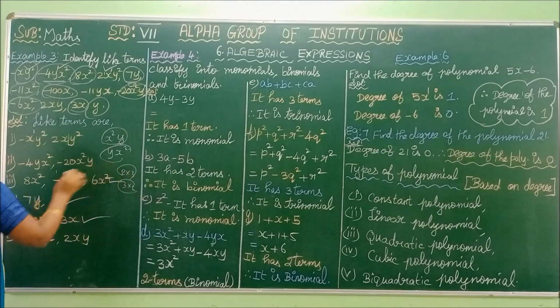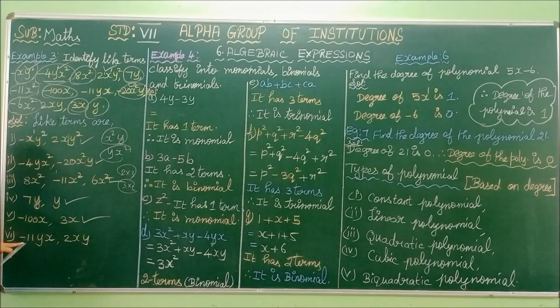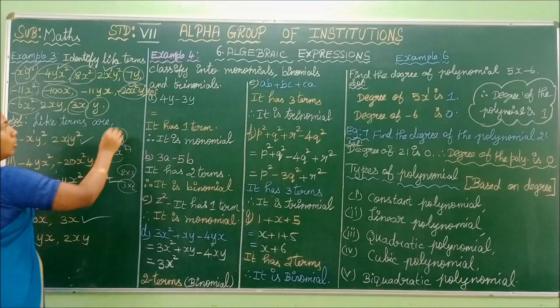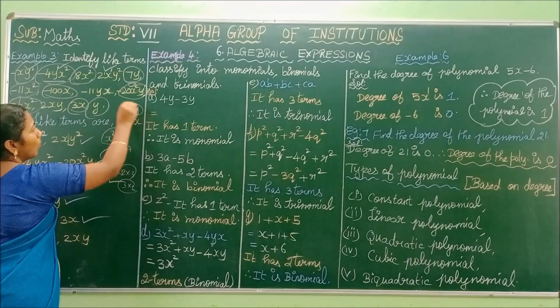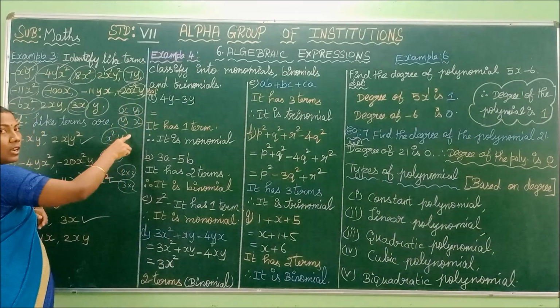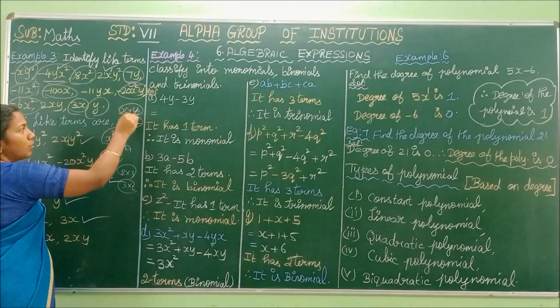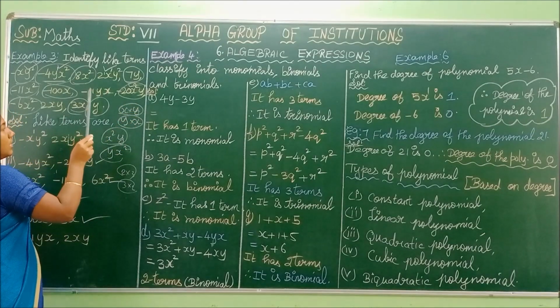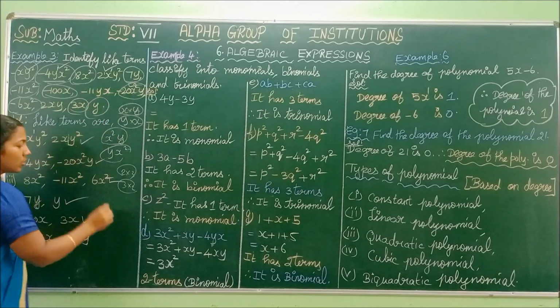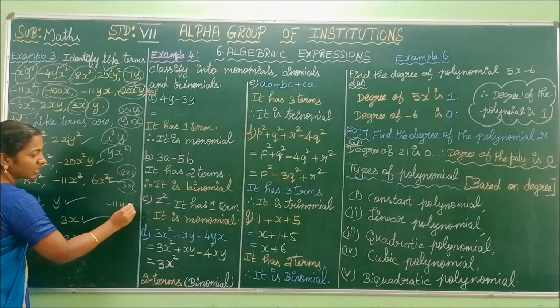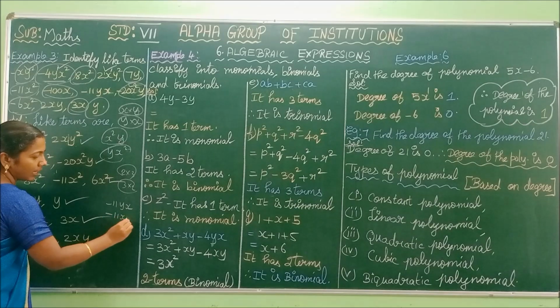This one also we have finished. This one also finished. See the next one. Minus 7yx and 2x. So already I got told yx and xy are same. See here xy, yx. Remember children, the operation between x and y is multiplication. Okay. Minus 11yx, 2xy. You can also write minus 11yx as minus 11xy.